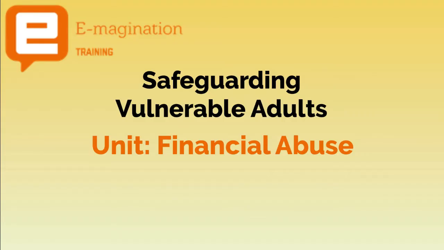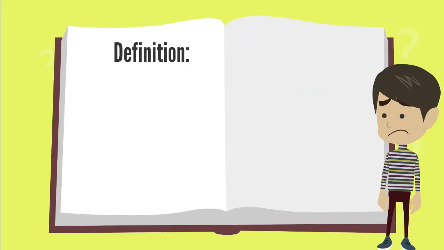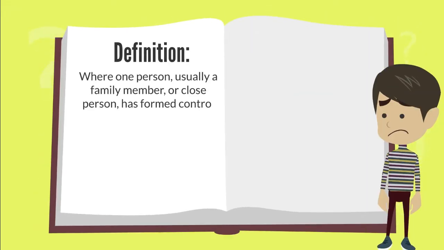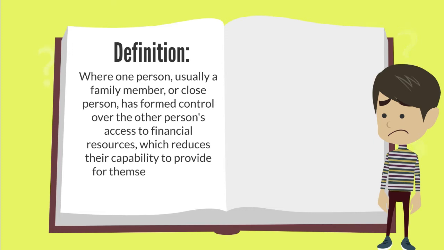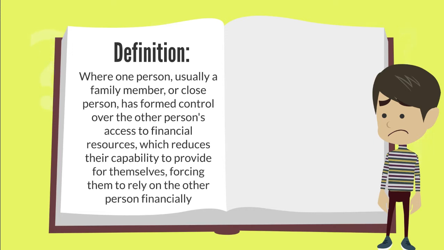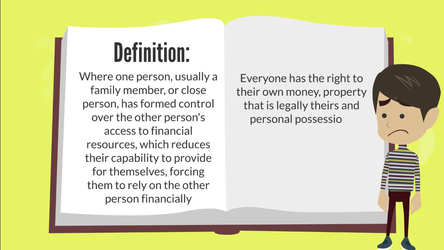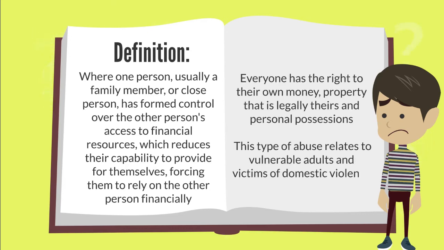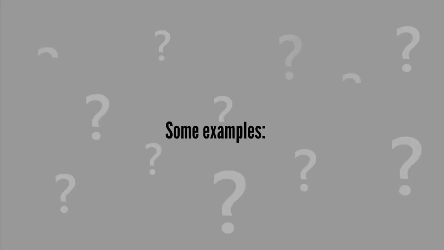Let us now look at financial abuse. The definition is where one person, usually a family member or close person, has formed control over the other person's access to financial resources, which reduces their capability to provide for themselves, forcing them to rely on the other person financially. Everyone has the right to their own money, property that is legally theirs, and personal possessions. This type of abuse relates to vulnerable adults and victims of domestic violence.